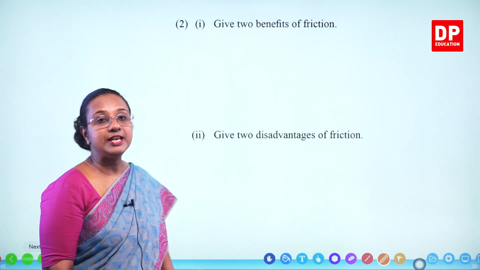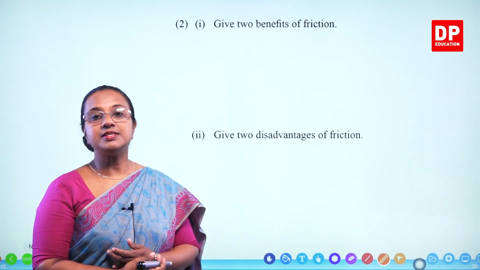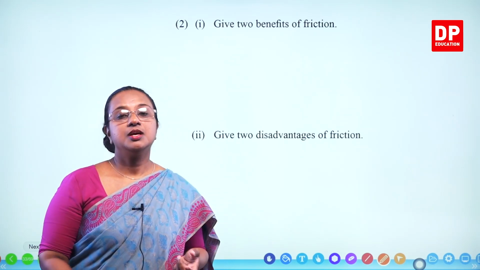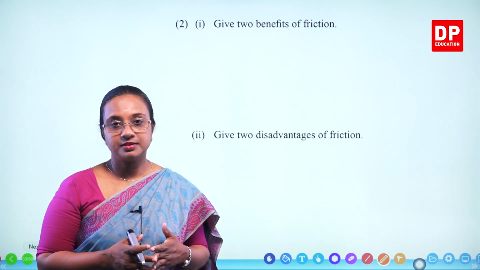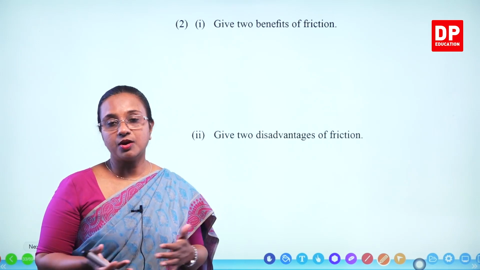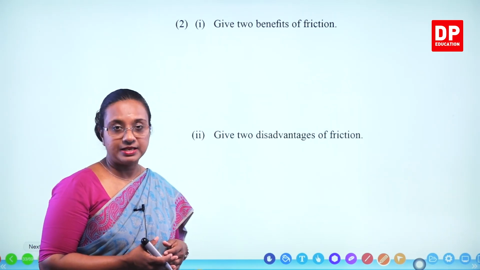Give two benefits of friction. There are many different benefits. We are able to walk because of friction. We are able to hold on to things because of friction. And the vehicles don't skid off the road because of friction. You can write any two benefits.